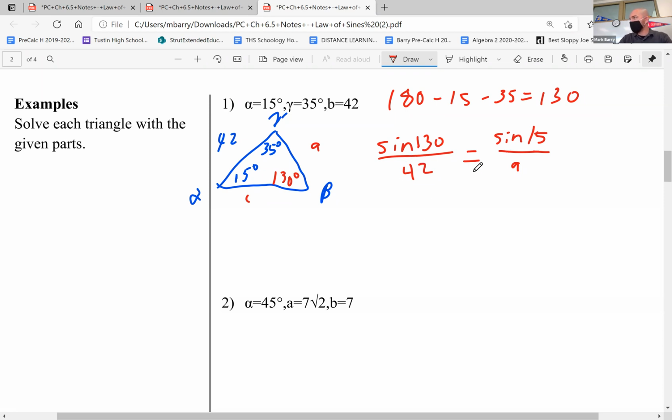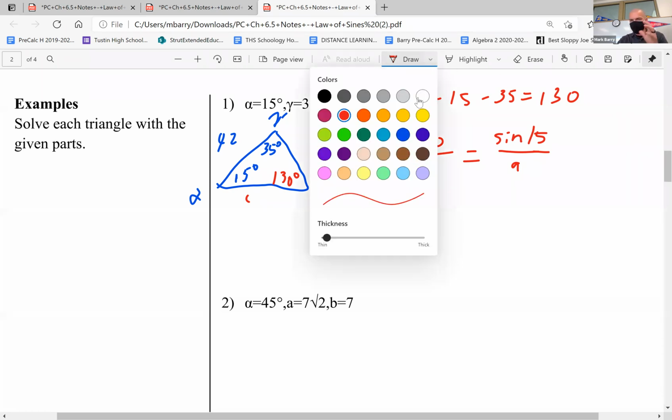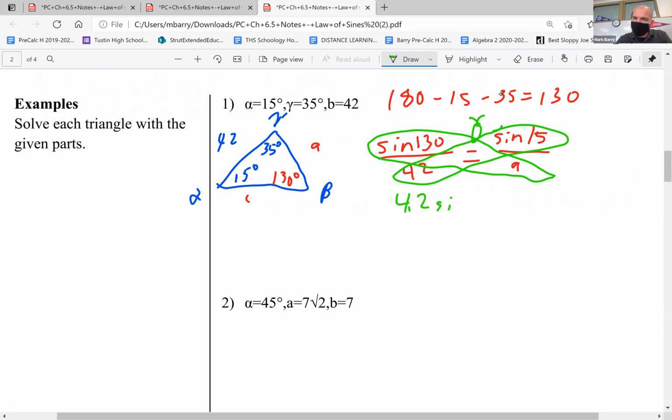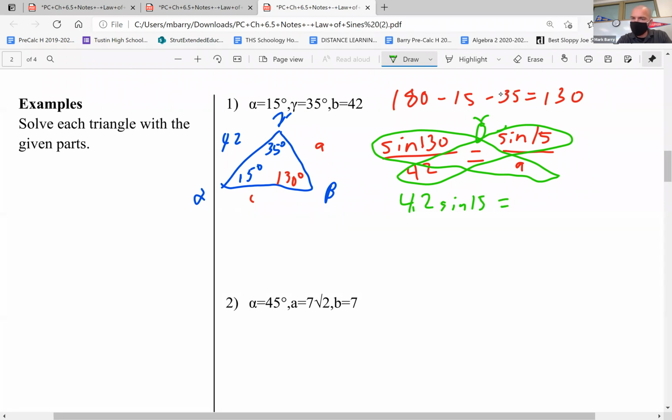So now I need to solve this equation, okay? For solving, this is called a proportion, or solving two fractions equal to each other. The most popular technique is you do this one times that one equals that one times that one. They call this cross multiplication, sometimes called the butterfly, or la mariposa multiplicación, if you'd like to draw a little butterfly right there. See it? That's good. I guess it looks more like a dragonfly, actually. All right, so we're going to do 42 times sine of 15 equals a times sine of 130.